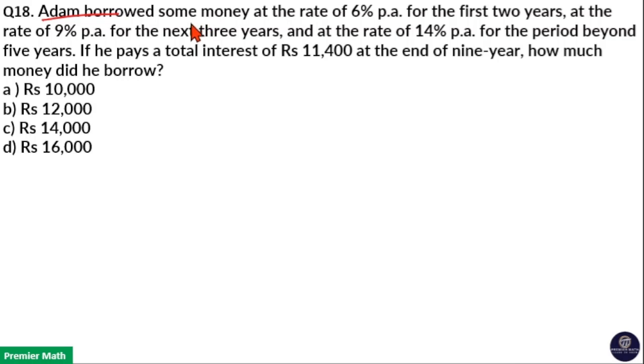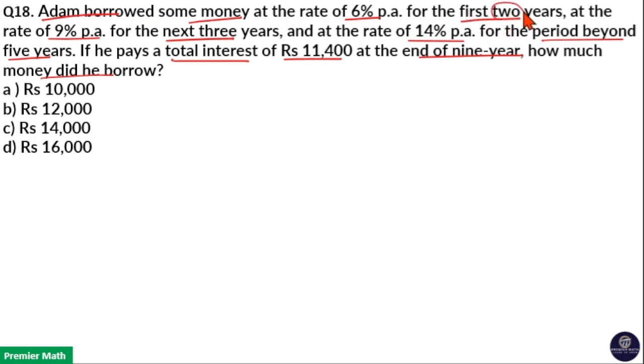Adam borrowed some money at the rate of 6% per annum for the first 2 years, at the rate of 9% per annum for the next 3 years, and at the rate of 14% per annum for the period beyond 5 years. If he pays total interest of rupees 11,400 at the end of 9 years, how much did he borrow? Here we have to find the principal.